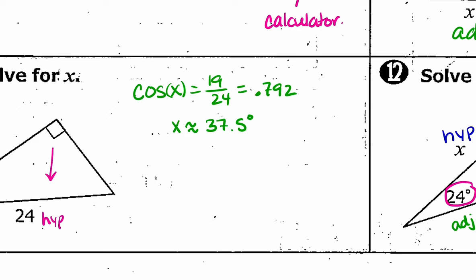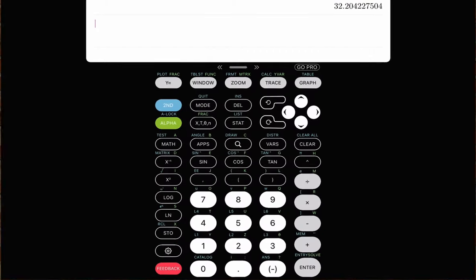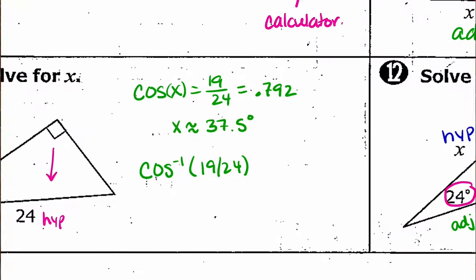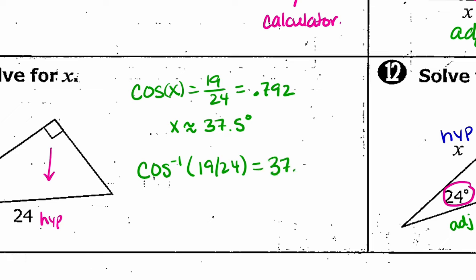We could also type that into the calculator using our inverse function. So the inverse of cosine, 19 divided by 24. So 37.66 degrees is our answer. So again, the calculator is going to be the more accurate answer, but if you use the chart and you showed your work, then that would be acceptable as well.